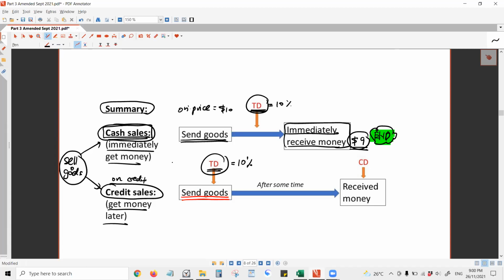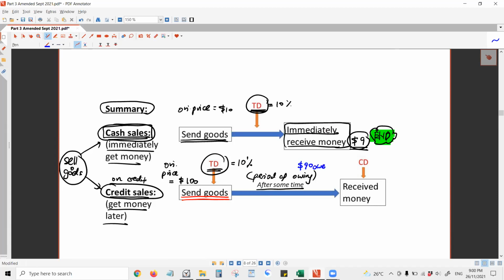Okay, so would you get money on the spot for selling goods on credit? No, the customer will owe us for some time. So you may write here a period of owing, after some time. Let's say this time the original price of the goods is maybe 100. So how much would the customer owe us after you have sent goods to them? $90.